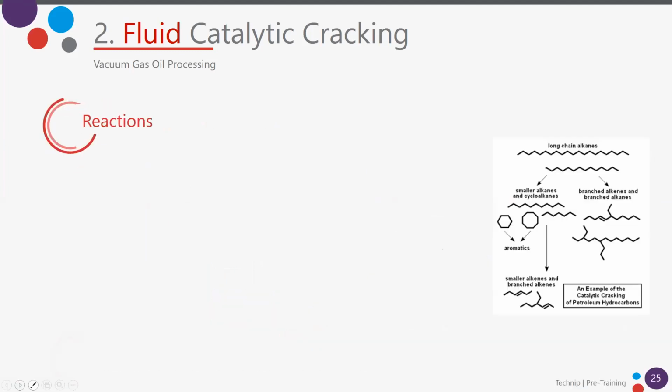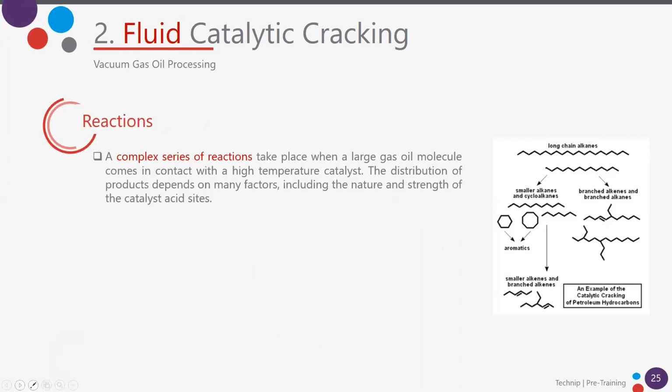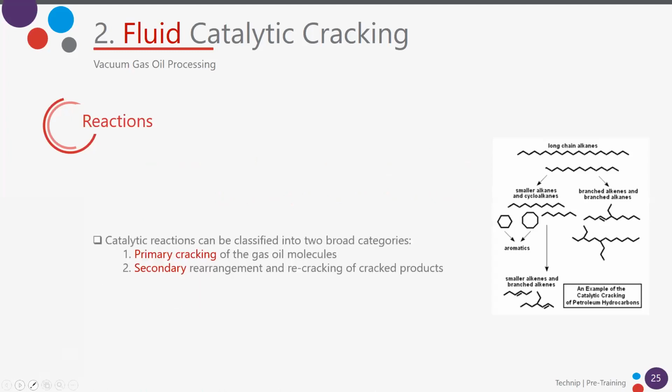Okay, let's see an overview of the reactions that take place. We have seen that we have the cracking reactions. But you can imagine that a complex series of reactions take place when a large gas oil molecule comes in contact with a high temperature catalyst. The distribution of product depends on many factors, including the nature and strength of the catalyst acid sites. We have two kinds of reactions. We have the primary cracking of the gas oil molecules, and we have the secondary rearrangement and recracking of cracked products, okay?